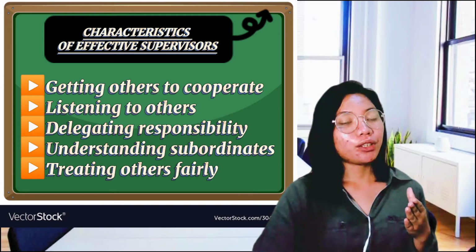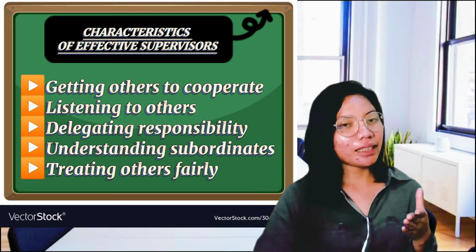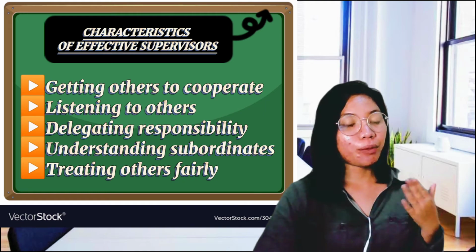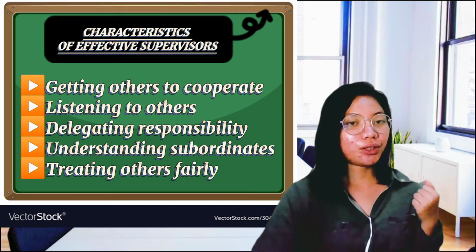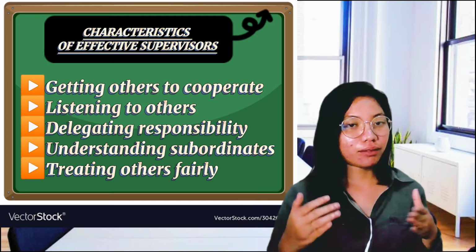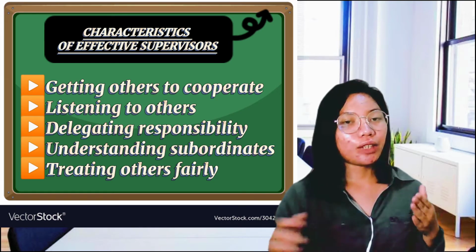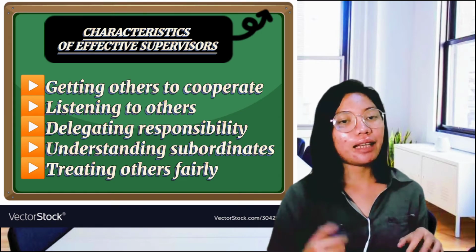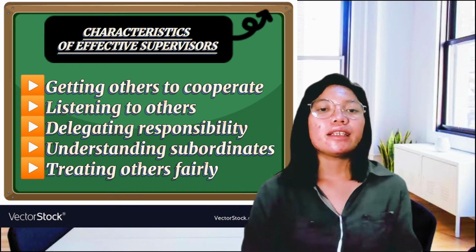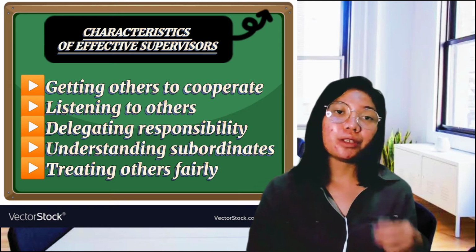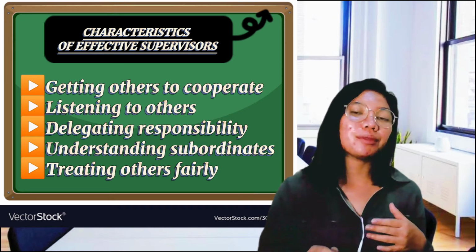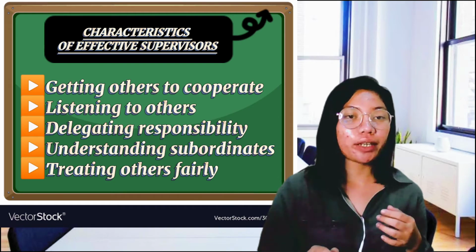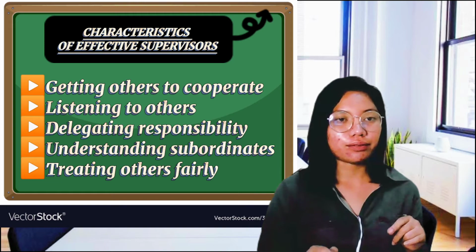And the second characteristic of an effective supervisor is listening to others. As a supervisor, you should attentively listen to the suggestions or ideas that your employees give to you, so that they can also cooperate, so that they also have a part in that task. And the third is delegating responsibility. Delegation does not involve telling people what to do, rather it involves explaining the outcomes and results they are expected to achieve. They are then expected to work out the how and the steps involved.